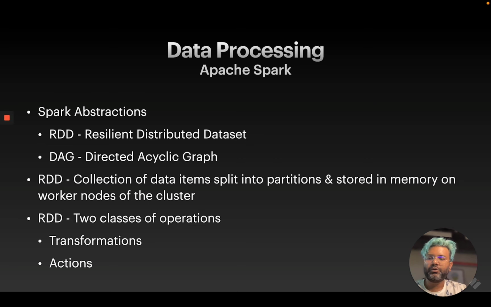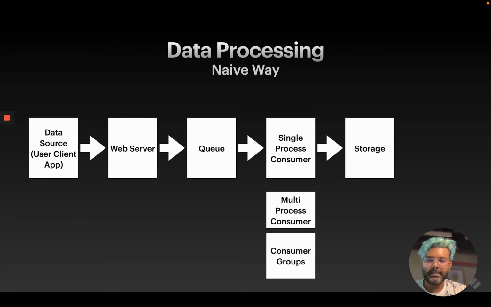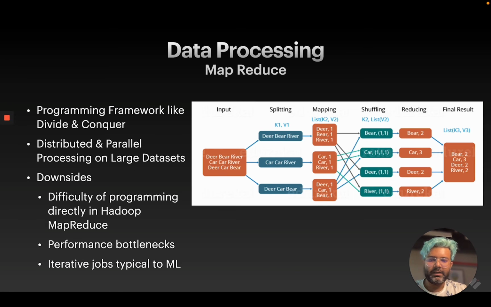Now, the core abstractions in Spark are RDDs and DAG. RDDs are resilient distributed datasets. So they are immutable and partitioned collections of records that operate in parallel. Taking an example from here, you can think of the splitting part creating the Deer Bear River as equivalent to an RDD. It's not exactly the same because it's a different engine, but just for understanding, we can say that this is an RDD.